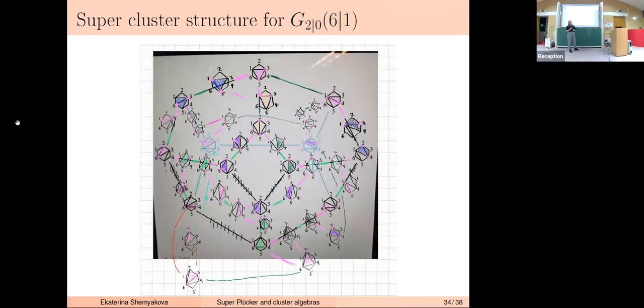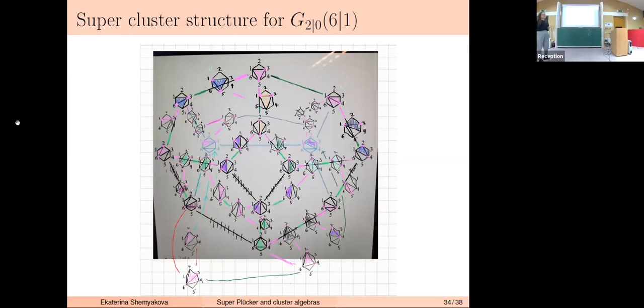So would it be expected that if this was 7|1, 8|1, etc., the number of even variables in the cluster would grow as it usually does, but the number of odd variables in a given cluster would still be 2? Yes, yes, in this case. In this case, yes.